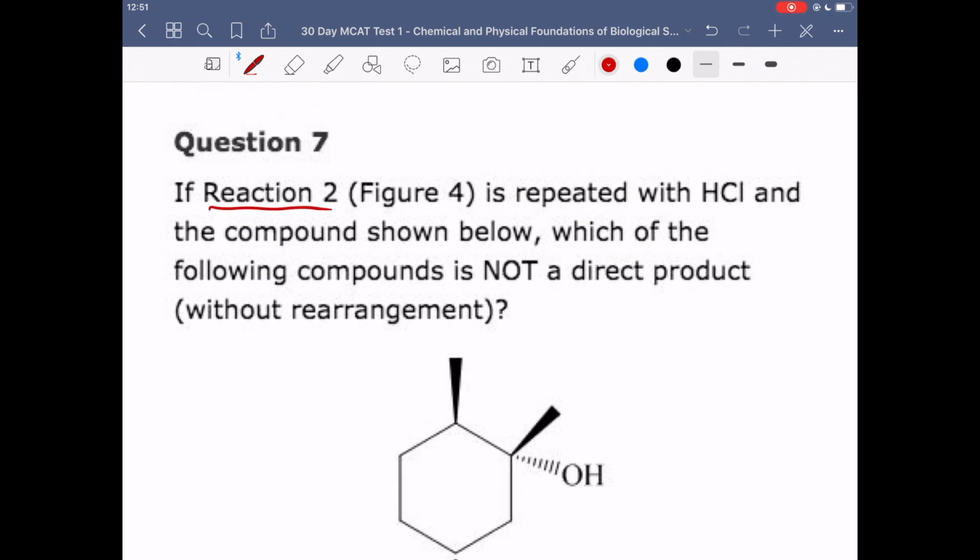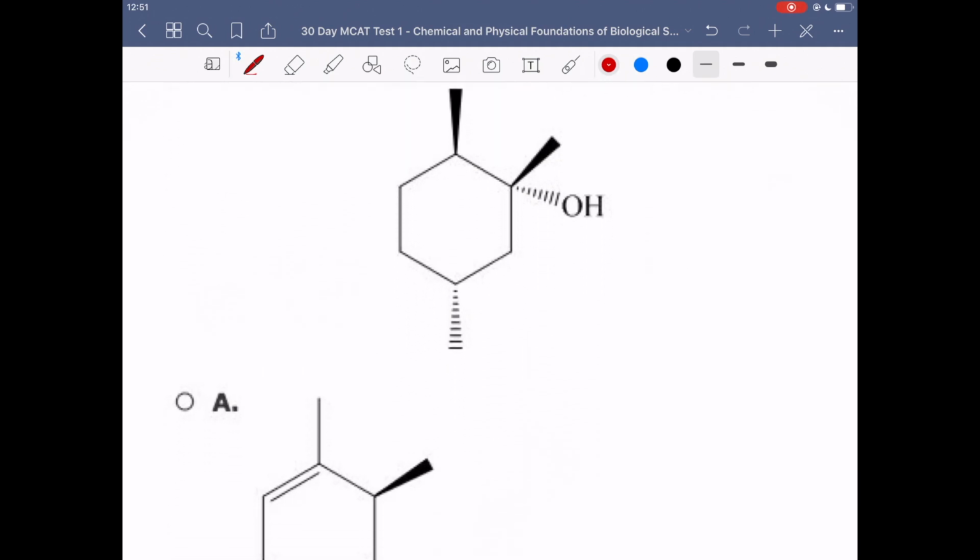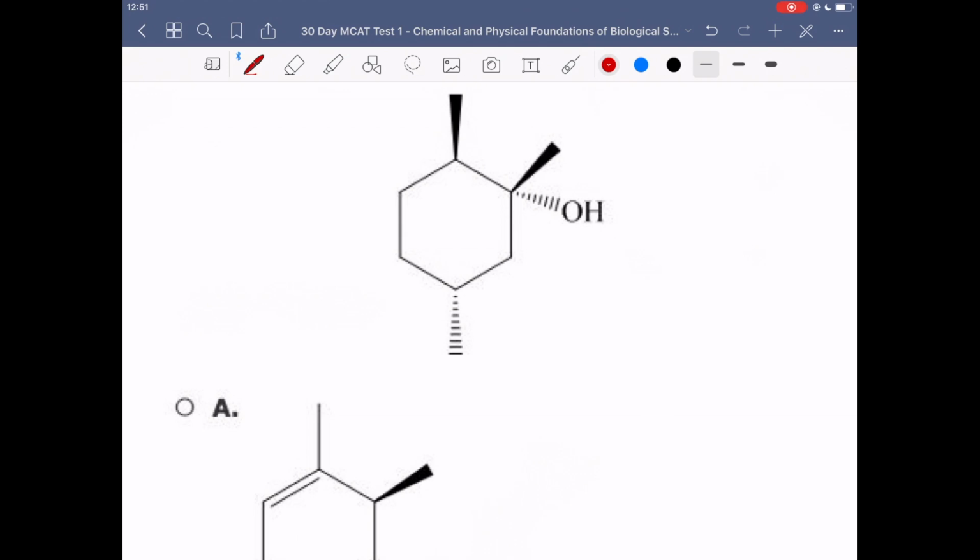So if that reaction is repeated, so tertiary alcohol with those reagents, with now HCl and this compound that's given to us, which is not a direct product without some kind of rearrangement? So if we use this and we react it with HCl, what can we get? Well, once again, we have a tertiary alcohol. So this could potentially leave, and then an elimination reaction would be, for example, if chloride did this, we can get a double bond forming here.